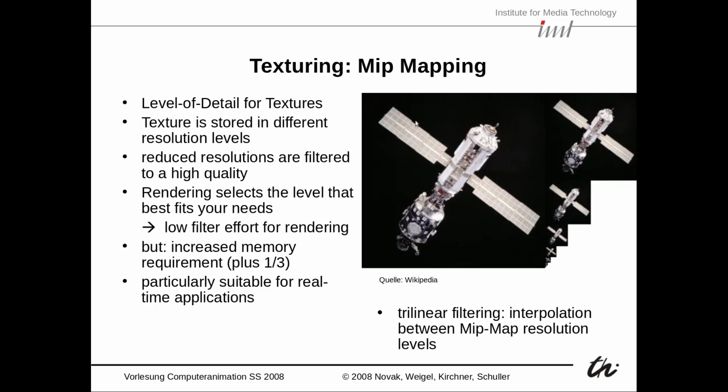Yeah, here an example for mip mapping. Here we have a level of detail for textures. That means the texture is stored in different resolution levels, as you can see here. High resolution of the space station, and then you have a few more at lower resolutions. So down here it's basically just a dot. This is how you would see it on the sky when it passes over you. The reduced resolutions are filtered to high quality each. Right, so here you can see high resolution.